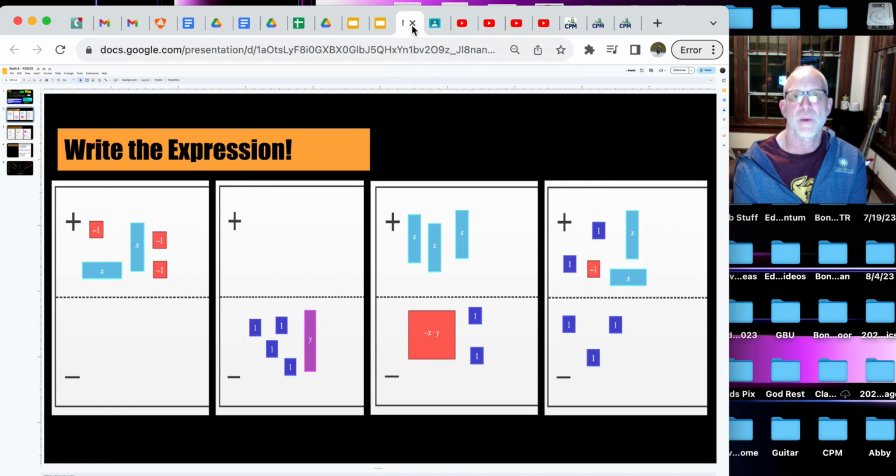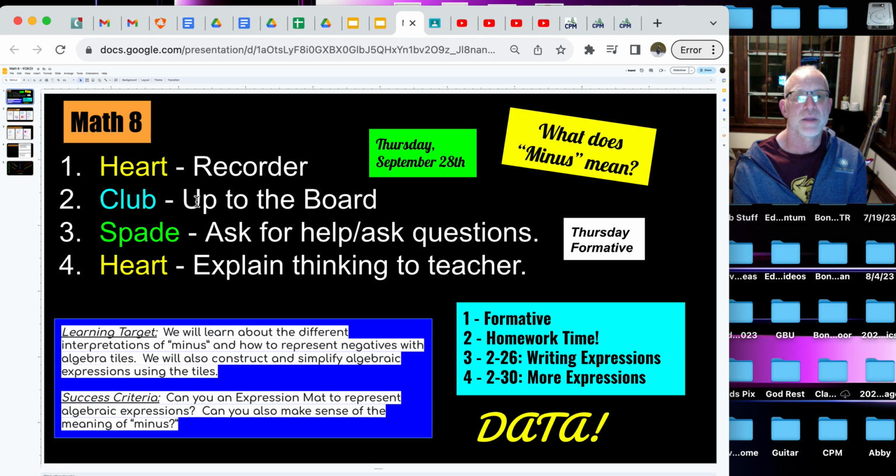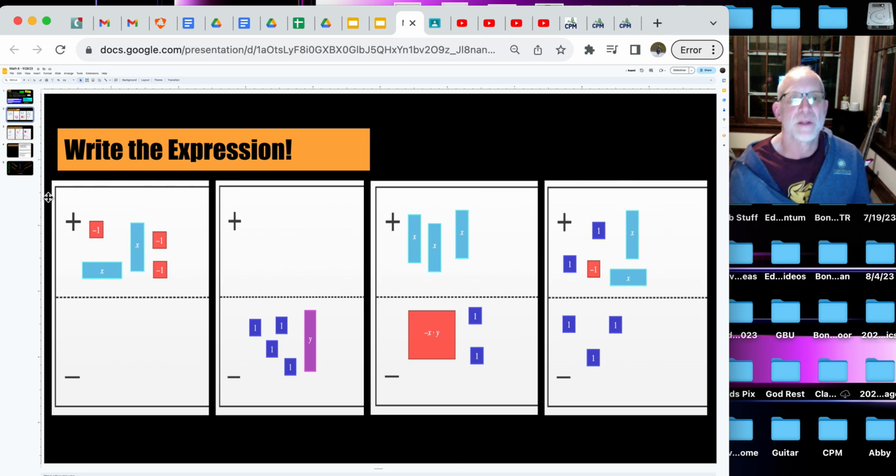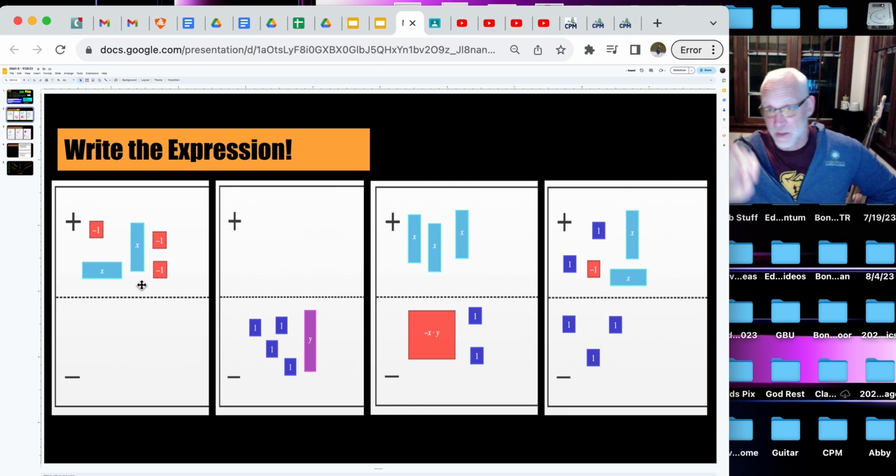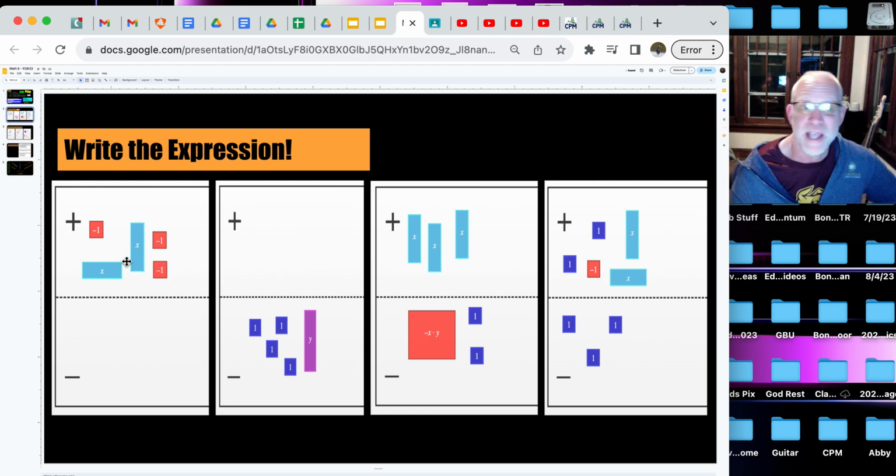If we pause with our homework help, the next thing that we're going to do is go to writing expressions. When we write expressions, we do this. All I want to know is, can you write what this means? What does this mean, written in numbers? How many x's? How many negatives? And remember, this is called the opposite zone. So what does this mean in the opposite zone? Now we have these in the positive zone and these in the opposite zone. So what does that mean?